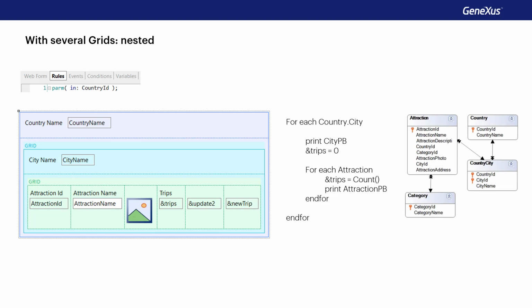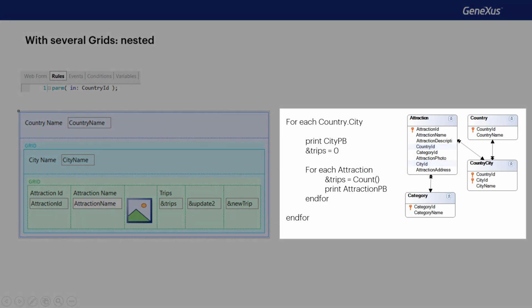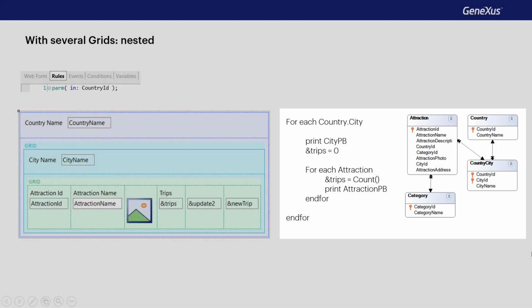If you program this object as listed, you would have the external for each navigating the country city table, which will have an implied filter by country ID. So, it'll go over all the cities in that country, and for each of them, it'll print its name, and prior to moving on to the next one, it'll execute the internal for each, which will go over the attraction table, filtering implicitly by country and city, and printing each attraction in that country and city. This is the navigation that you'll achieve in your web panel.